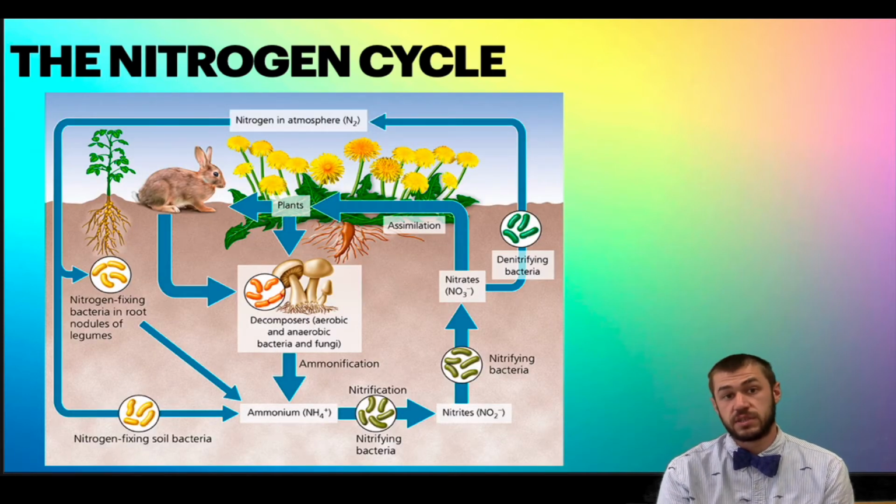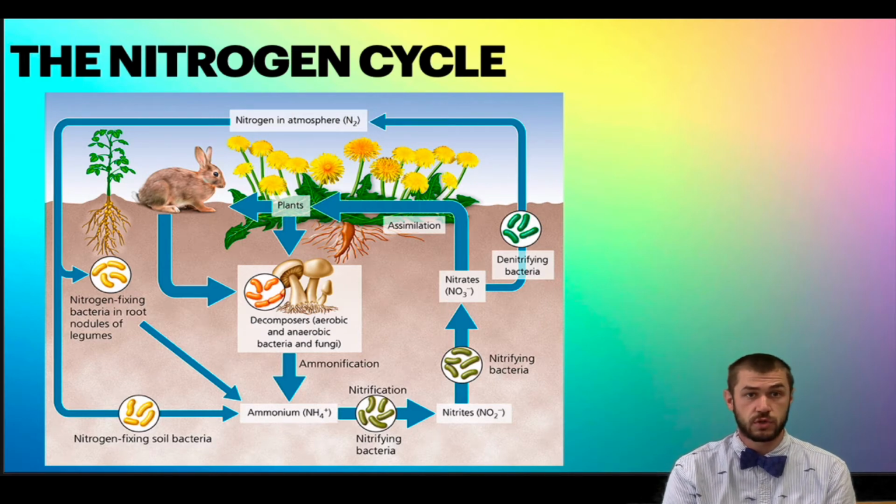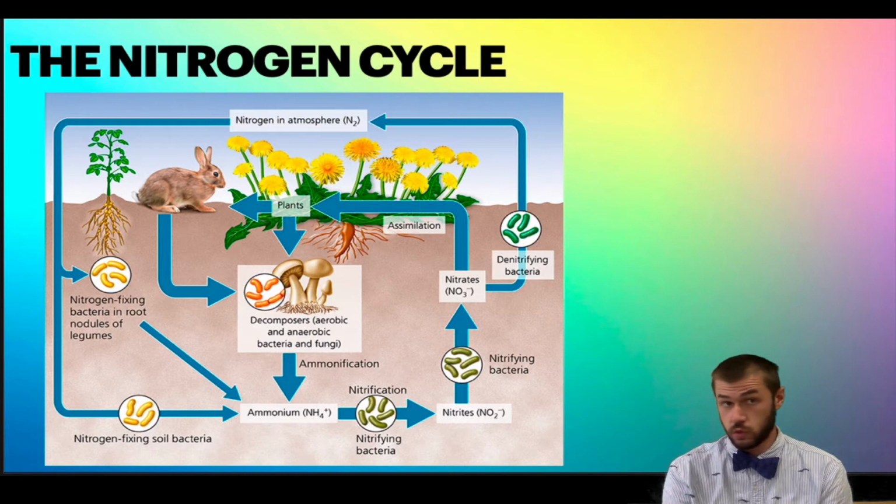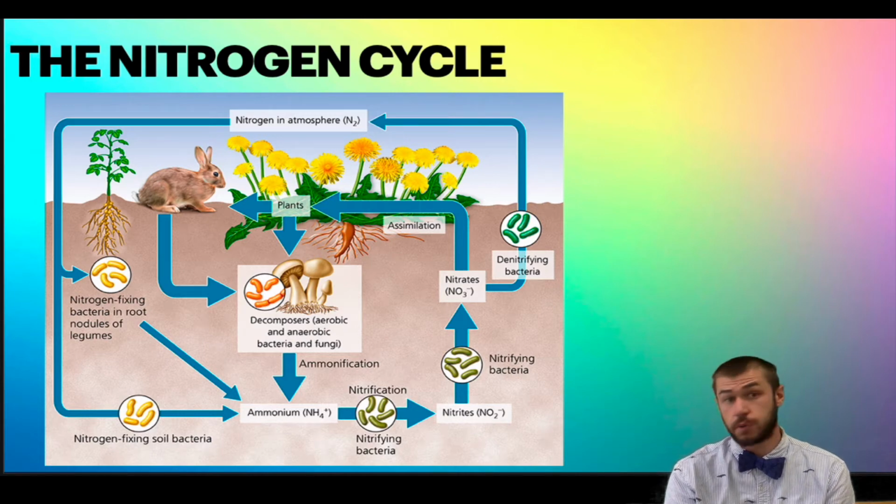So this is a pretty simple diagram showing the different parts of the nitrogen cycle. Nitrogen in the atmosphere is fixed by nitrogen-fixing bacteria, and those can either exist alone in the soil or in a symbiotic mutualistic relationship with legumes. And that benefits both species. The bacteria are given a place to live and often receive sugars from the plant through photosynthesis. And the plant has a ready source of nitrogen because it houses those nitrogen-fixing bacteria.